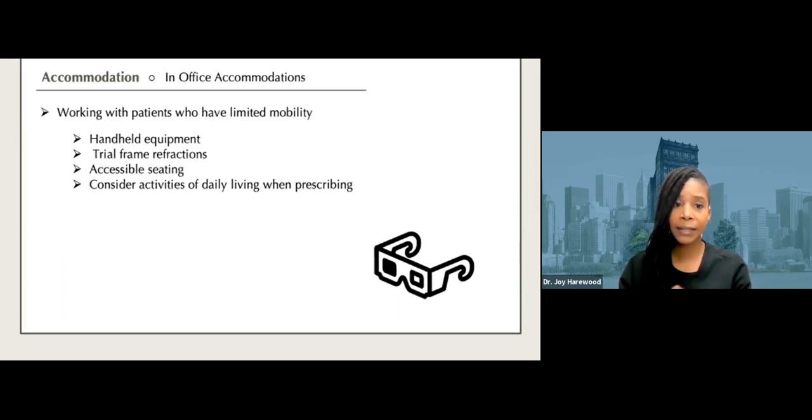As I said, accessible seating. Think about lighting. Think about whether or not it's difficult for your patients to navigate into your exam room. Do you have narrow hallways, that type of thing? Whatever you can do in order to try to make your patient feel comfortable, they're really going to appreciate it.